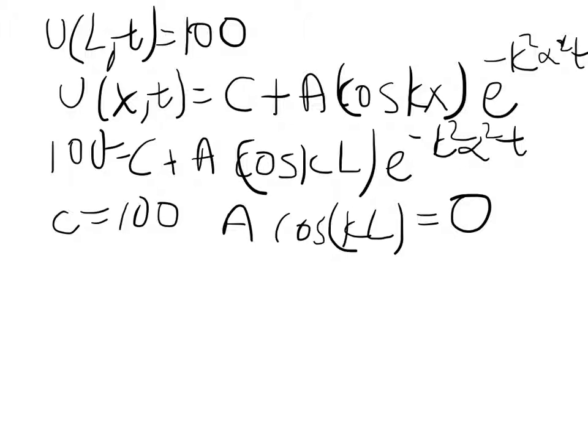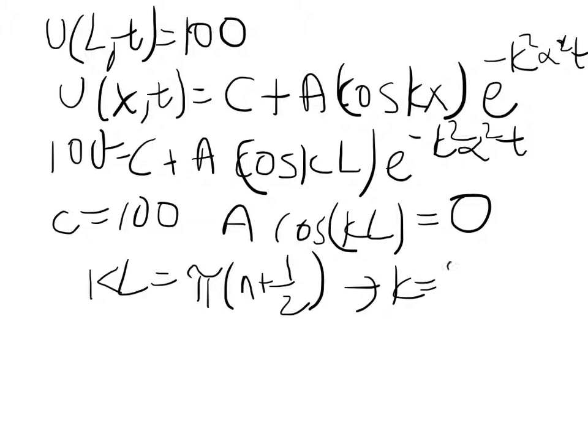So for the cos kL expression to equal 0, that means that cosine is evaluating at 0, which happens at odd multiples of pi over 2, 3 pi over 2, so basically kL is equal to pi (n plus 1/2), right? So k is equal to pi over L (n plus 1/2).